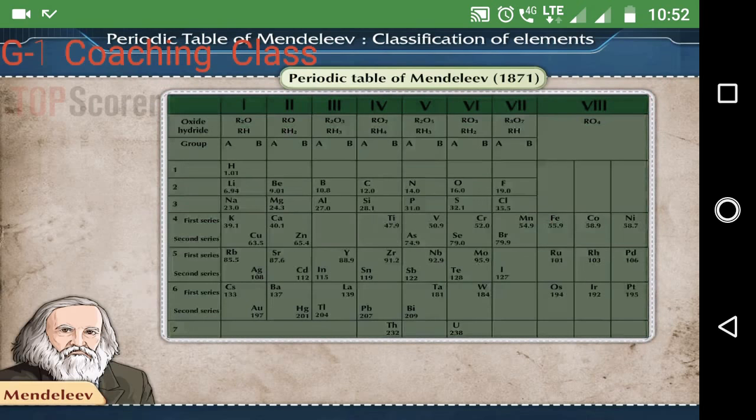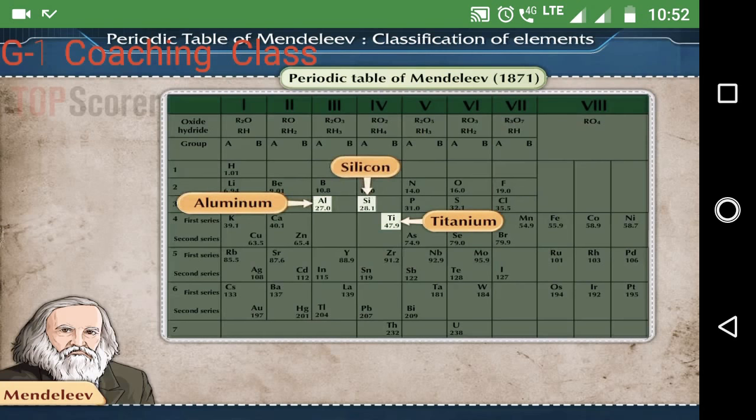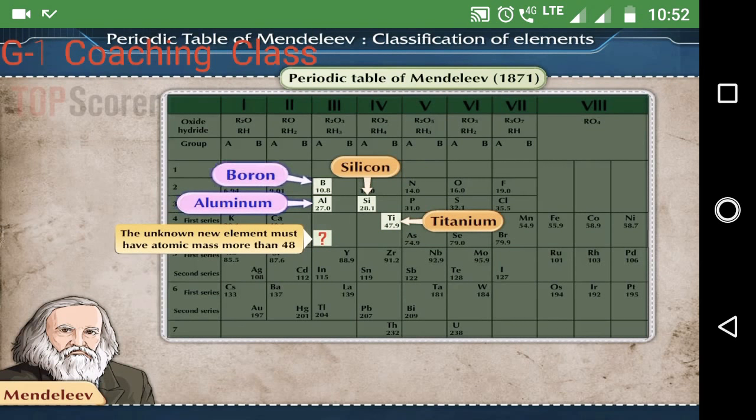Mendeleev did not place titanium below aluminium, but placed it below silicon on the basis of similar properties. Thus, a place below aluminium remained vacant. If the periodic law is correct, one has to find some element for this vacant place. He predicted that the unknown new element must have an atomic mass more than 48 and its properties must be similar to those of boron B and aluminium Al.